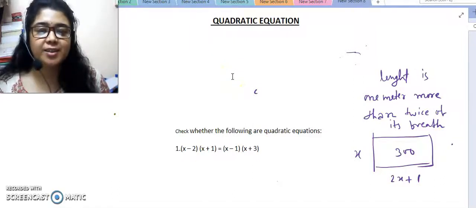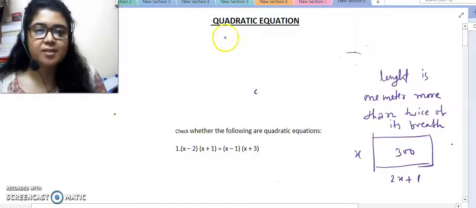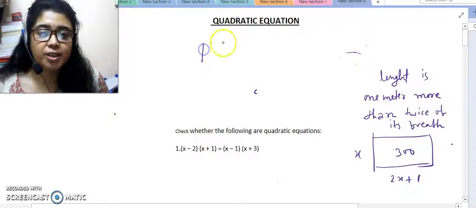Today's class we are going to discuss quadratic equations. It is a very important chapter of class 10. See, the quadratic equation basically comes from polynomials.